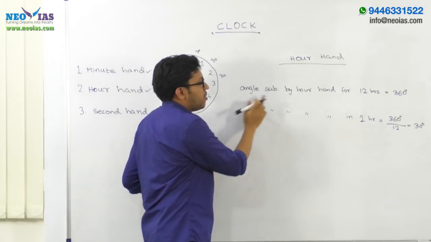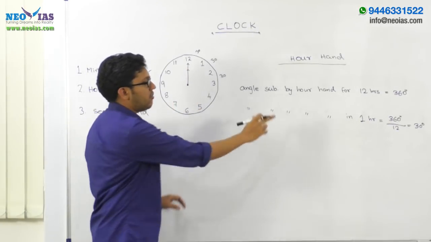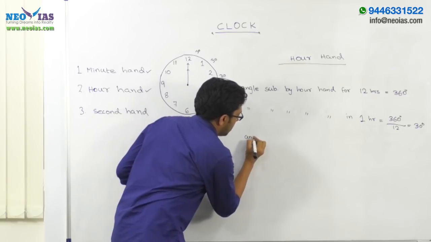Then what is the angle subtended by hour hand in 1 minute? We can easily convert this into minutes. That is, angle subtended in 1 minute.